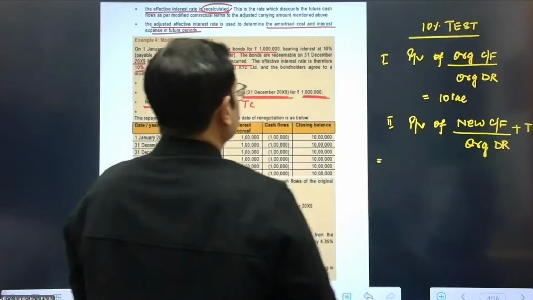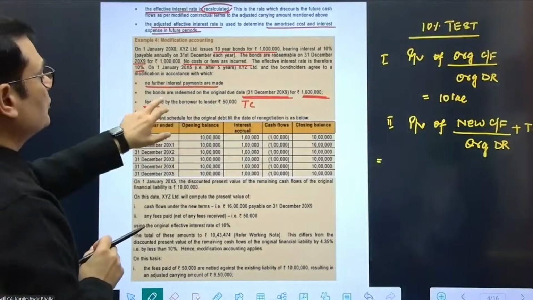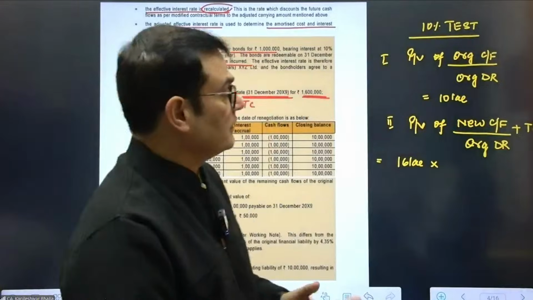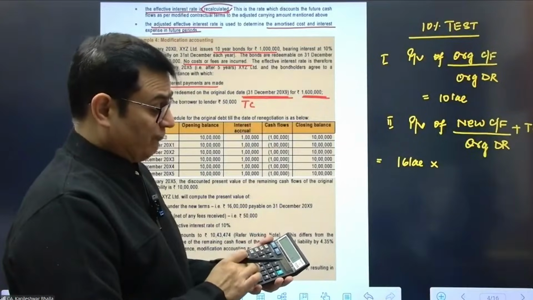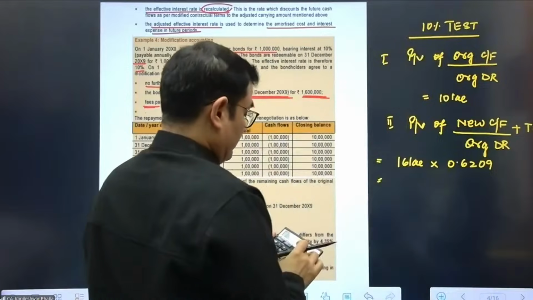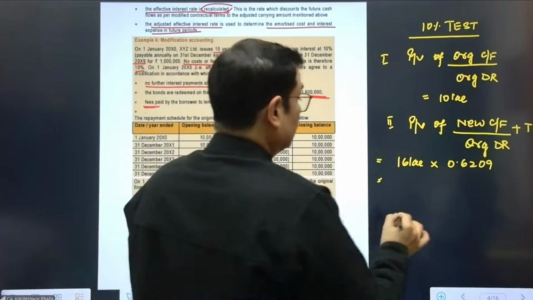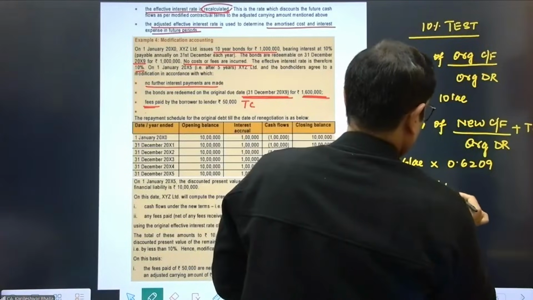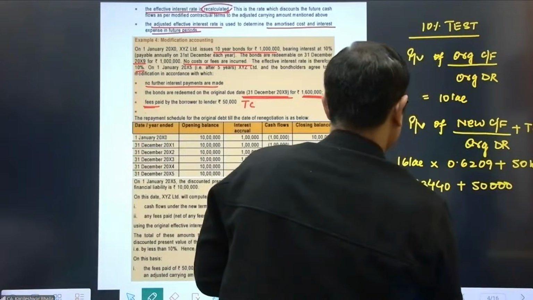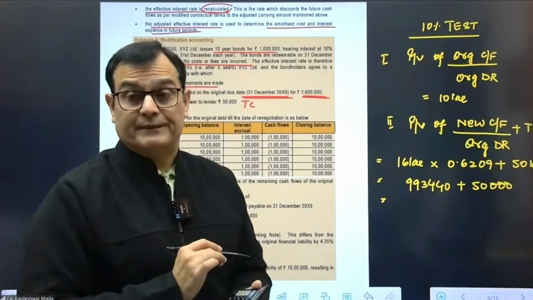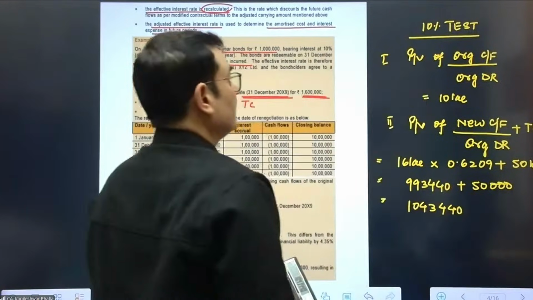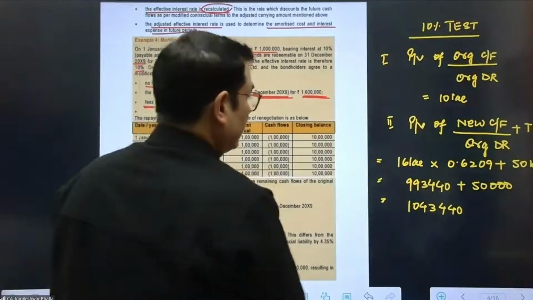In this particular case, we know that there are no interest payments in the future. So the only input is we're going to pay 16 lakhs at the end of another 5 years. Let's see at 10%, what is the discounting factor? 1 divided by 1.1, to the power 5, is 0.6209. So we take the present value of this 16 lakhs into 0.6209, that's 993,440, and there is a TC to the extent of 50,000. So this will give us the present value of the new cash flows at the original rate. So add another 50,000, that comes to 10,43,440.